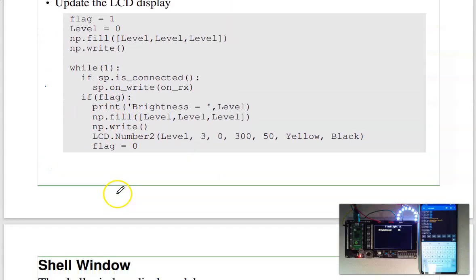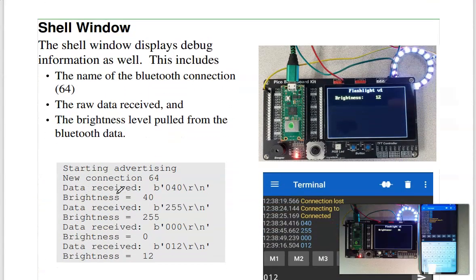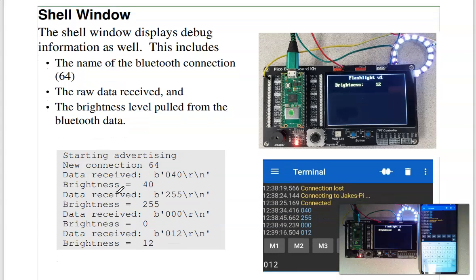Okay, anyway, I can now use Bluetooth to control the brightness level of a flashlight. And as I just showed, the shell window displays debug information, such as I've got a connection, here's the data that I received, and here's the brightness level, how I interpreted the data that you sent. Okay, so that's the first program.